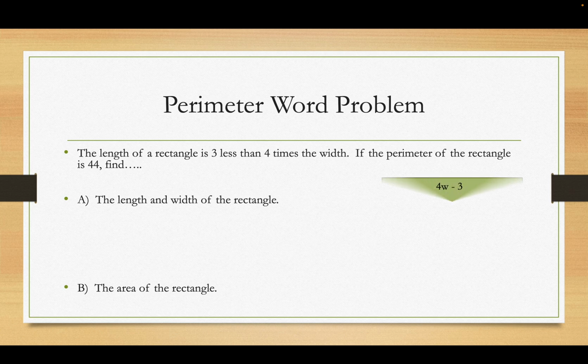Okay, so here's my diagram. Remember, less than, switch the order. Last shall be first, first shall be last. One side is W, the width. The other side is 3 less than 4 times the width. So switching order, 4W minus 3. So that is the length and width of the rectangle. Got to go find it.